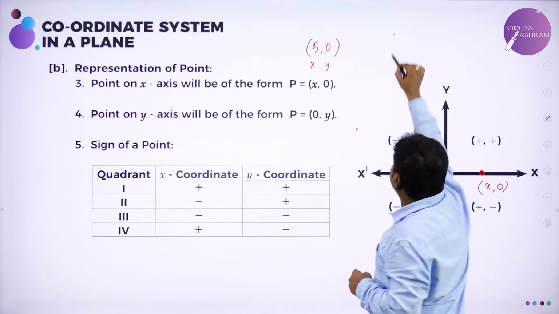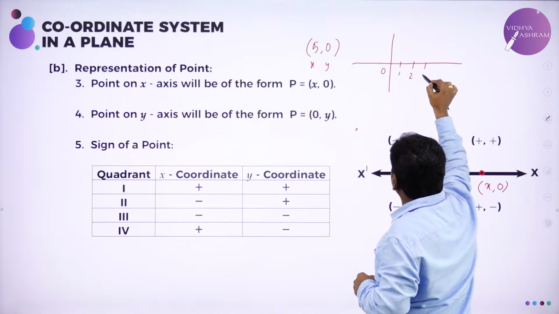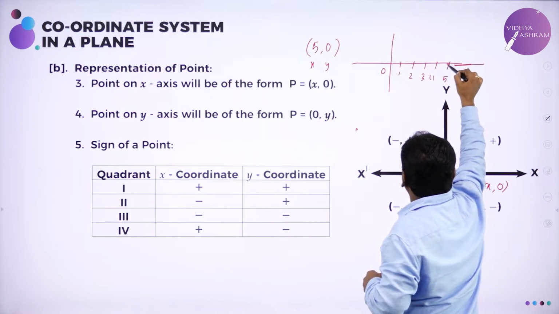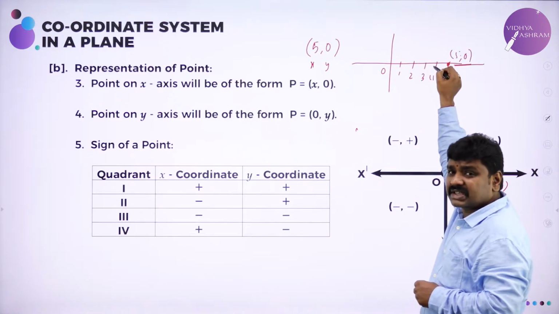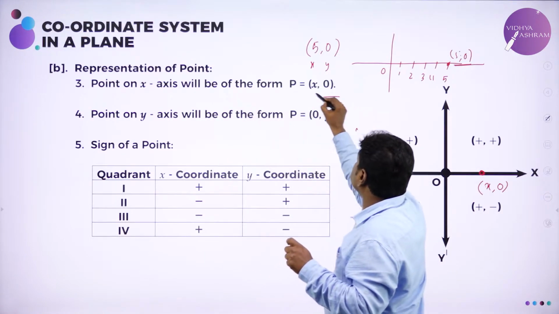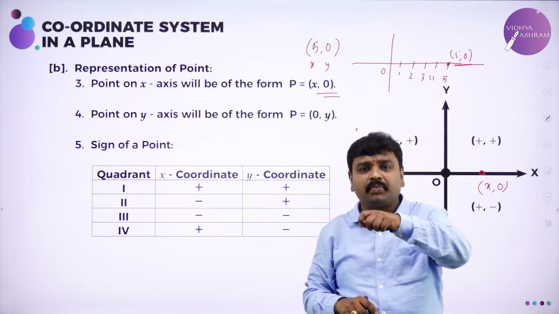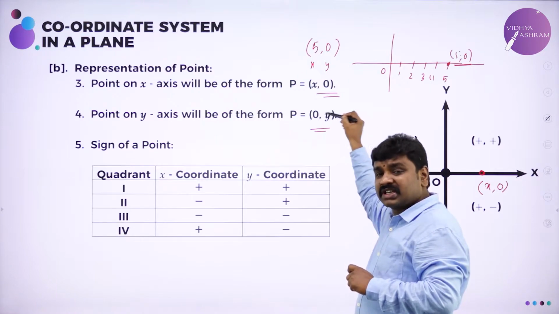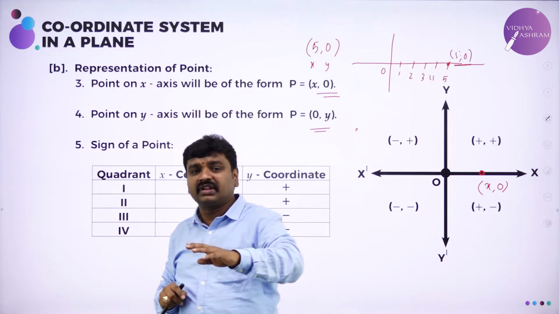So now I will take, this is the y axis, this is the x axis, this is 0, 1, 2, 3, 4, 5. So now if you want 5 comma 0, here you will have 5 comma 0. 5 comma 0 is a point on what axis? X axis, because its y value is 0. So any point on the x axis will be in the form x comma 0. Similarly, can you tell me how a point on the y axis will be? A point on the y axis will be 0 comma y, means it will have a y value, but its x value is 0.